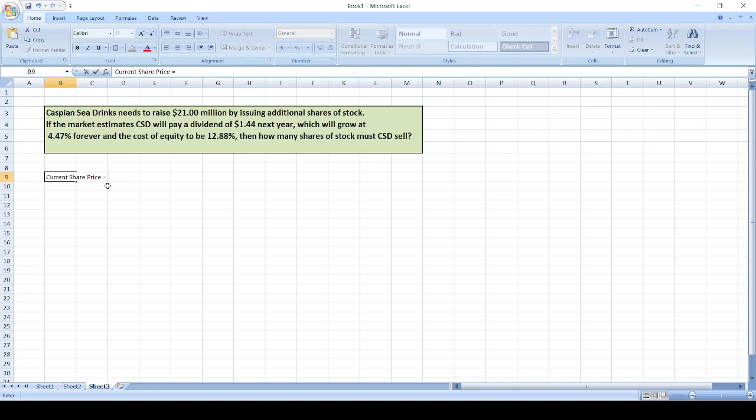Current share price is equal to next year's dividend, which is $1.44, divided by cost of equity minus growth rate. Cost of equity is 12.88% minus growth rate is 4.47%. So it is equal to $1.44 divided by 12.88% minus 4.47%, 8.41%.